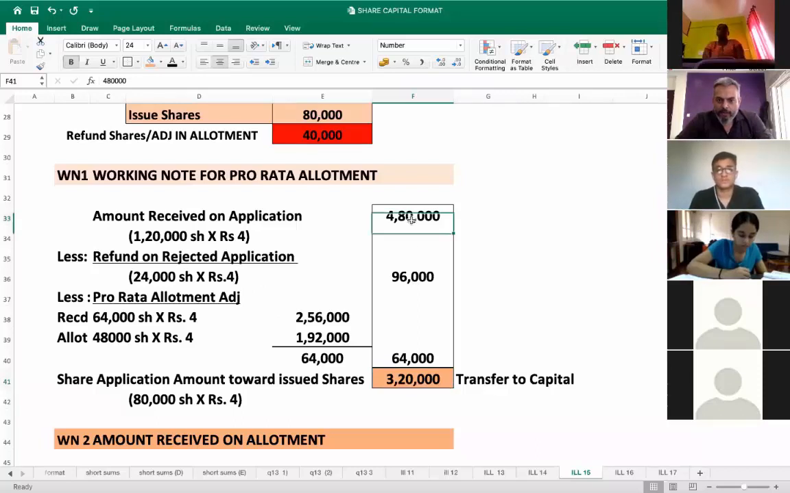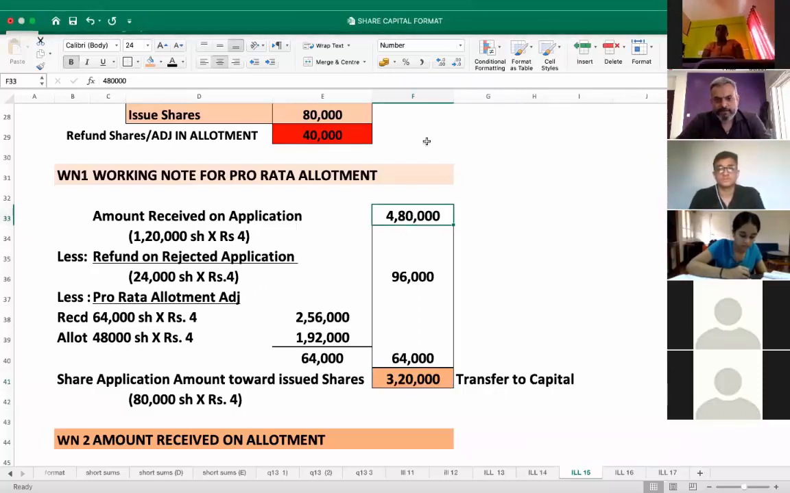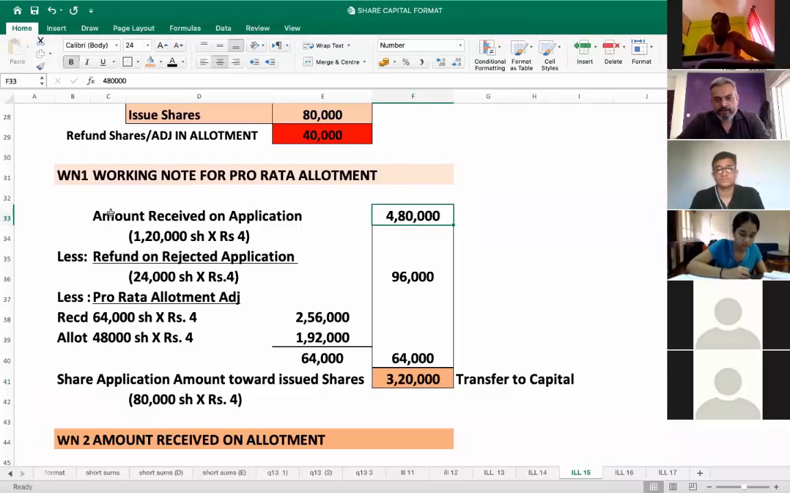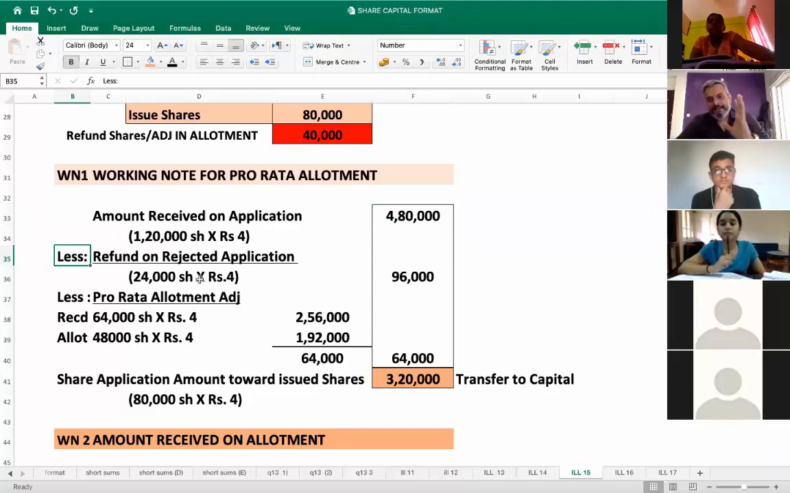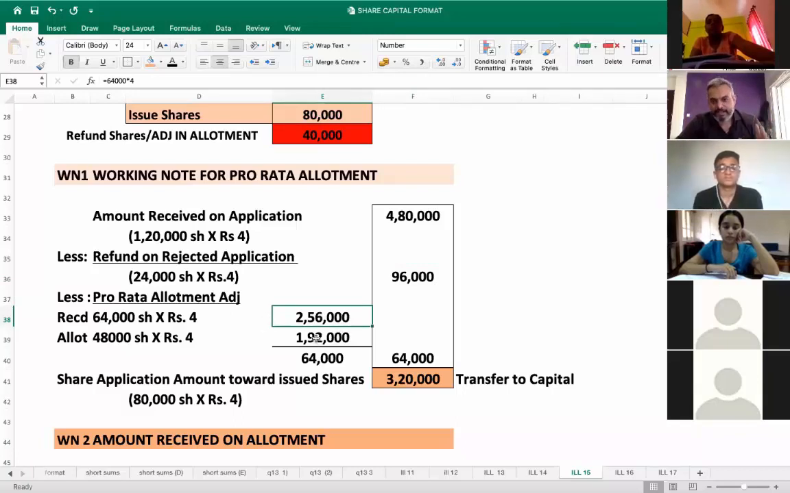Okay. Now, once again, ध्यान देना, because it's the first sum, I'll repeat once again. You received total 1,20,000 shares into ₹4, so 4,80,000. उसमें से outright reject कर दिया 24,000 shares, तो उनको उनका पैसा वापस कर दिया, तो refund is 96,000. तो वो 4,80,000 में से 96,000 चला गया. उसके साथ साथ हमने रिसीव किया towards pro rata allotment 2,56,000 rupees. उसमें से मिलना कितना चाहिए था?